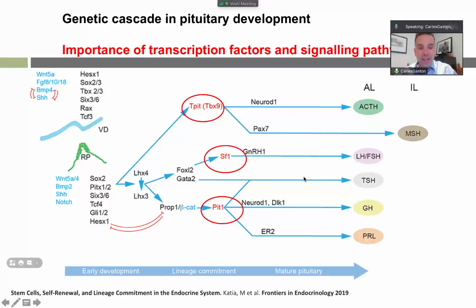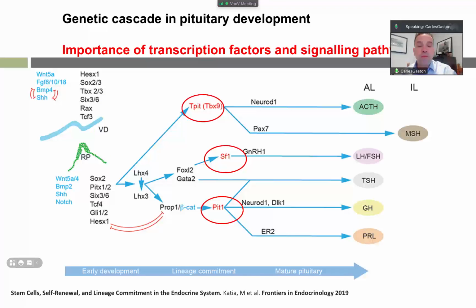So every year more genes are added to this genetic cascade as we identify genes important in the regulation of the differentiation of each specific cell type. Indeed, my laboratory has identified beta-catenin as an important regulatory gene for the PID1 lineage, TCF, and also HESX1 and 6-3.